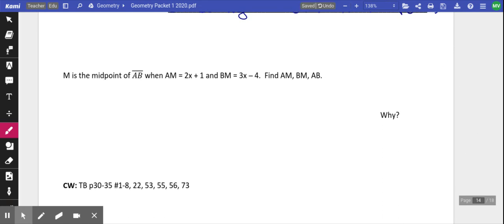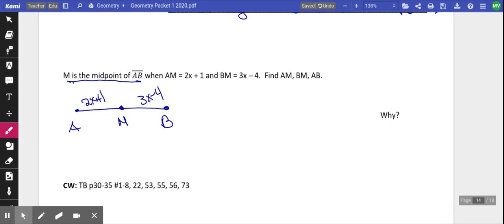So now let's try this example. M is the midpoint of AB. So that means I have AB and M is the midpoint. AM is 2x plus 1. BM is 3x minus 4. So I want to find all those.